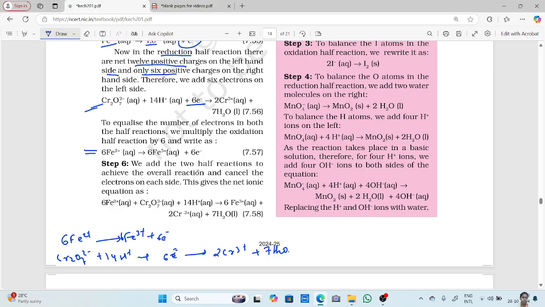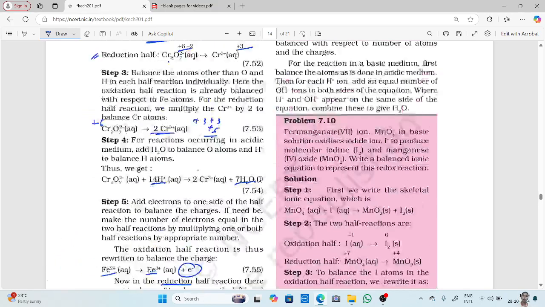Now here these 6 electrons will cancel out, so it will become 6Fe2+ plus Cr2O7 2- plus 14 H+ giving rise to 6Fe3+ plus 2 Cr3+ and 7H2O. Overall the reaction is balanced.